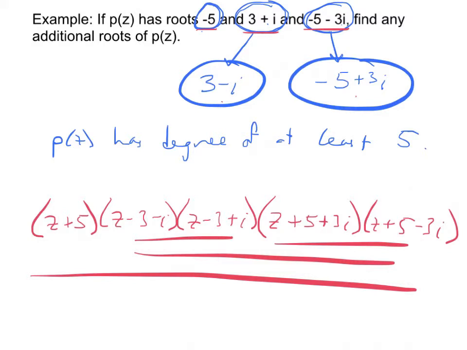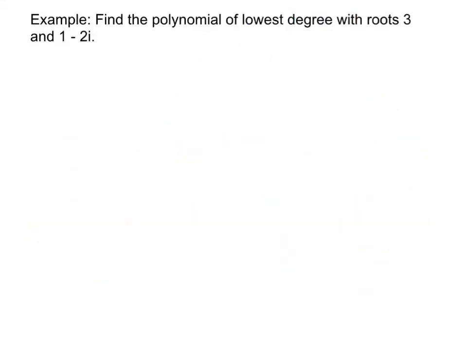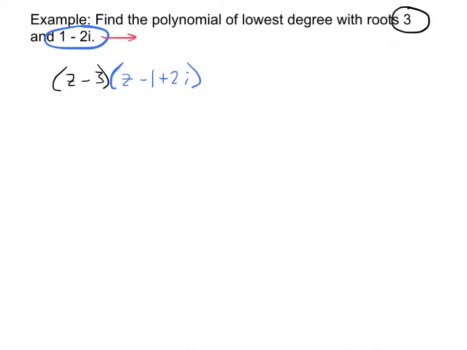That's the idea. The last example I have here is one where I actually do want us to find the polynomial of the lowest degree that has these roots. So similar to what we said in the previous problem, this 3 is going to give us a factor of z minus 3. This root is going to give us a factor of z minus 1 plus 2i. That root, though, automatically also comes with 1 plus 2i, which means I'm also going to have a factor of z minus 1 minus 2i.